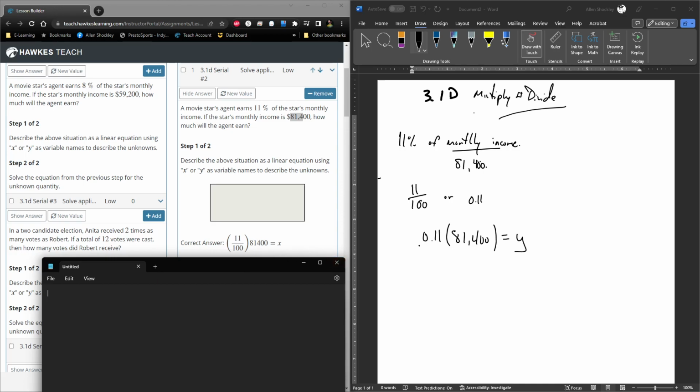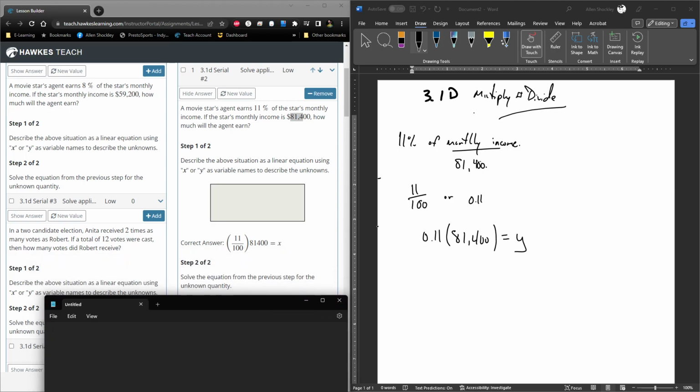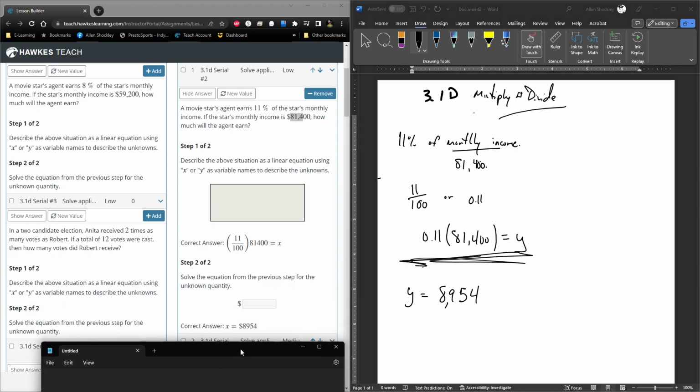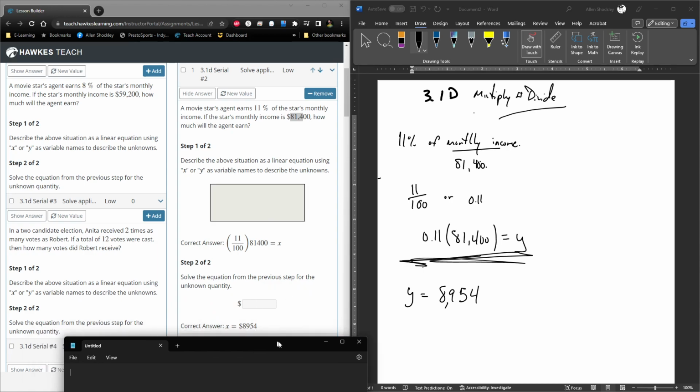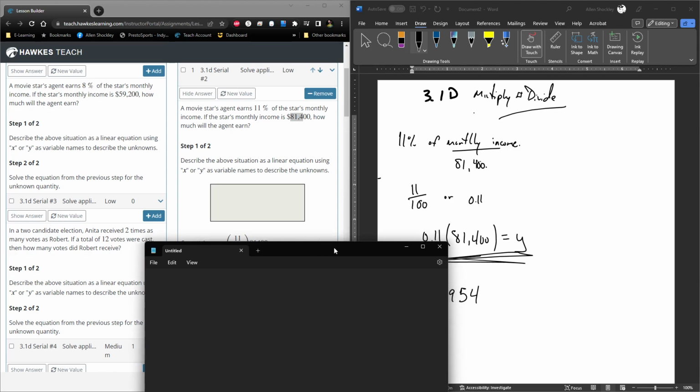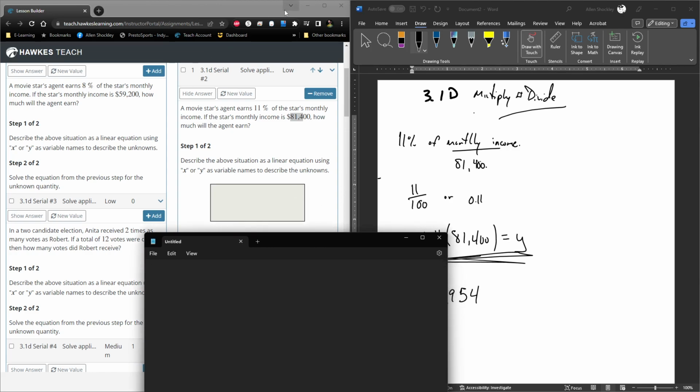It should allow you to do this. If not, it'll say like, hey, we want it as a fraction. And so just put it as a fraction. Parentheses can go around anything. It doesn't actually matter what. And then we need the second part, which is just to solve. So you're going to just plug all that into a calculator. And y gets to be 8954, which for us will be the correct answer. So there's that. And then let's go on to the next one.